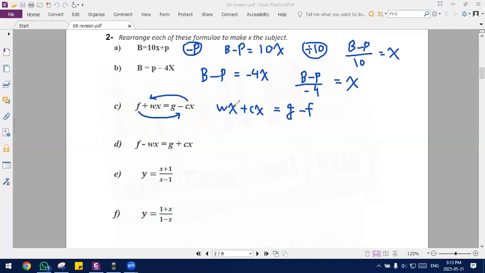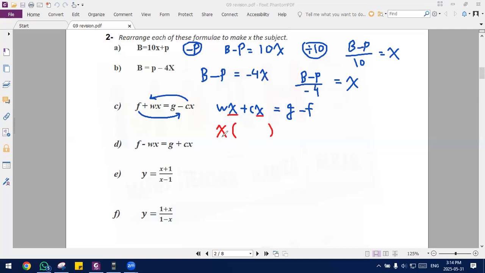Okay, now x is on one side. Good. But now next to x, what do I have? I have w and c. Here we have to take x as a common factor. So you put x outside and open a bracket. We did common factor before together, and you will see it in later questions too.